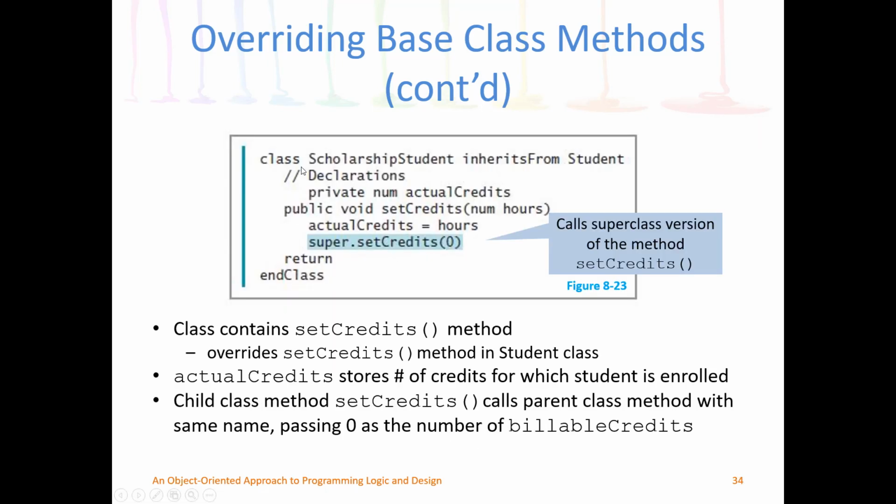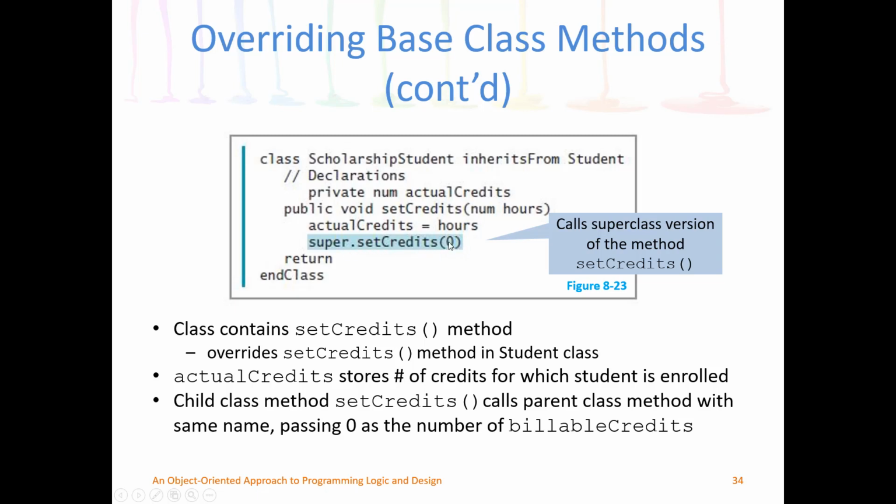And so here is my class scholarship student, inheriting from student. And actual credits is how many credits I'm taking. And so I say, okay, set credits. I get the number of hours. I set the actual credits. Super here means go up to the parent. Super dot set credits to 0.